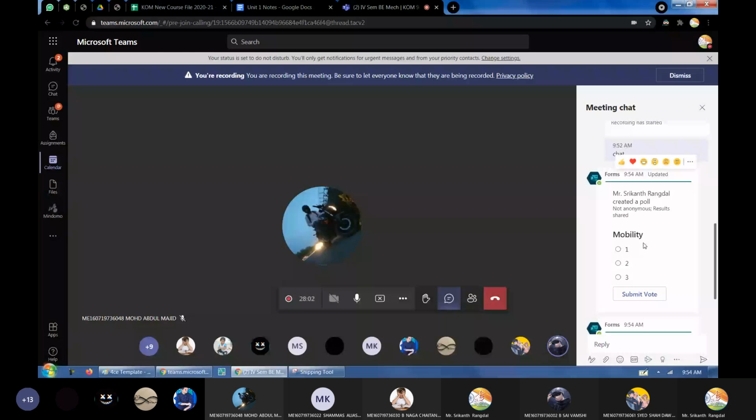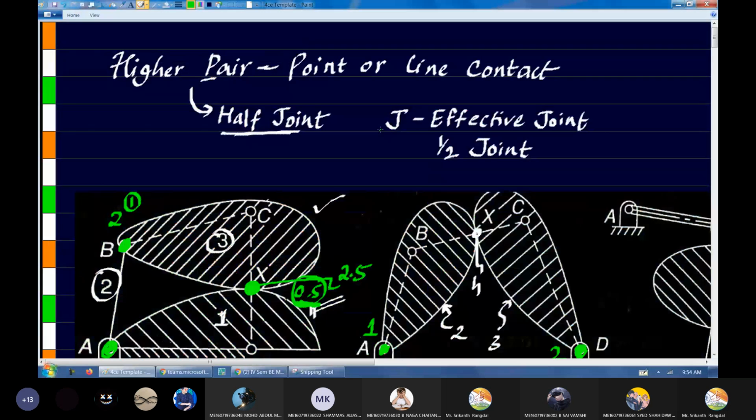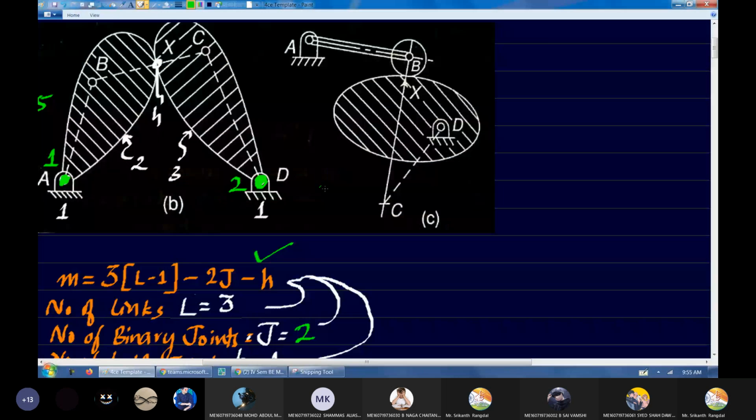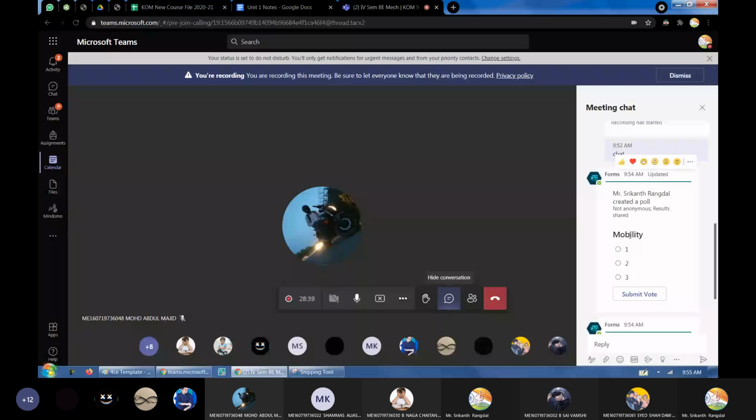Now look at this mechanism. I'll just zoom in a little. So everyone is able to see this mechanism. Can you see this mechanism? Yes, sir. Now I'll use that form and you'll have to interact with that form. So first thing I want to ask you is how many links are there? I've typed this as mobility, but let us first use this form for finding the number of links. So everyone please respond how many links are there.